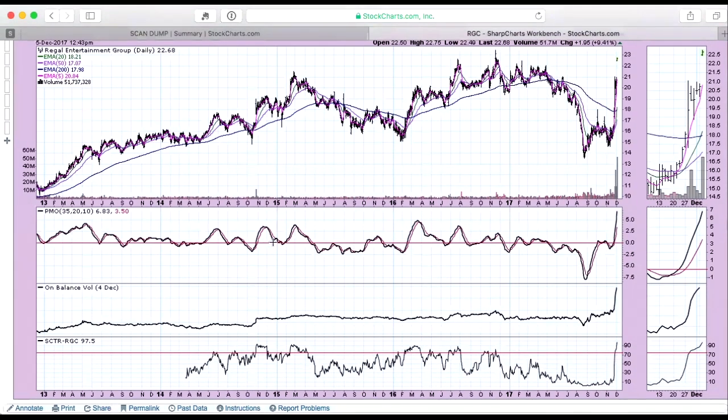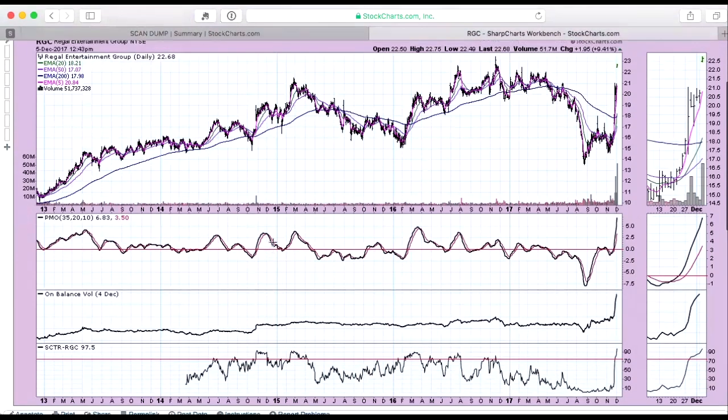A lot of people ask me, well, why do you use the PMO and not the MACD? The PPO also could be used as an overbought, oversold, but I find that the PMO really gives you the best use as far as looking at overbought and oversold readings. And you can't do that with the MACD because it's unbounded. It's not an oscillator like the price momentum oscillator is.